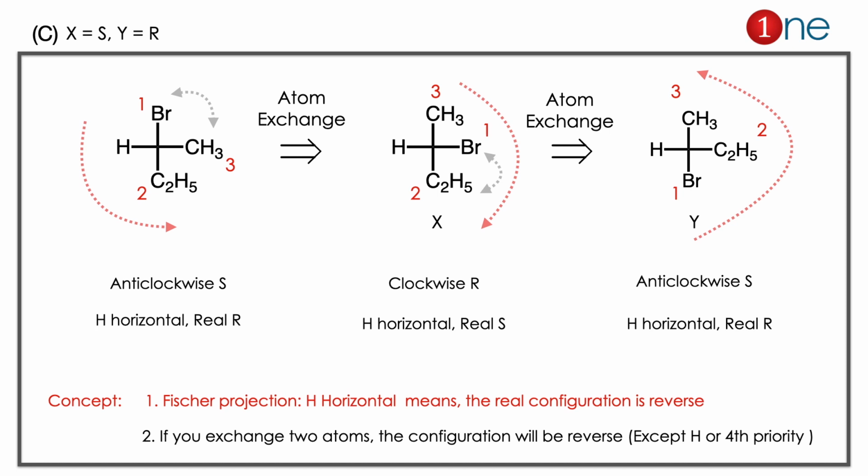The first one, if you find the absolute configuration, it will be R. Normally it is anti-clockwise direction if you give the priority, but hydrogen is horizontal, so the real one will be R. So if you exchange two atoms, the configuration will reverse. If you do it individually also, you will get the same answer. Since hydrogen is horizontal, the clockwise becomes anti-clockwise, so the real one is S for X. If you look at Y, again you are exchanging two atoms, bromine and ethyl. It will be anti-clockwise, but hydrogen is horizontal, so the real one will be R. So X will be S, Y will be R. So the answer is clearly C.